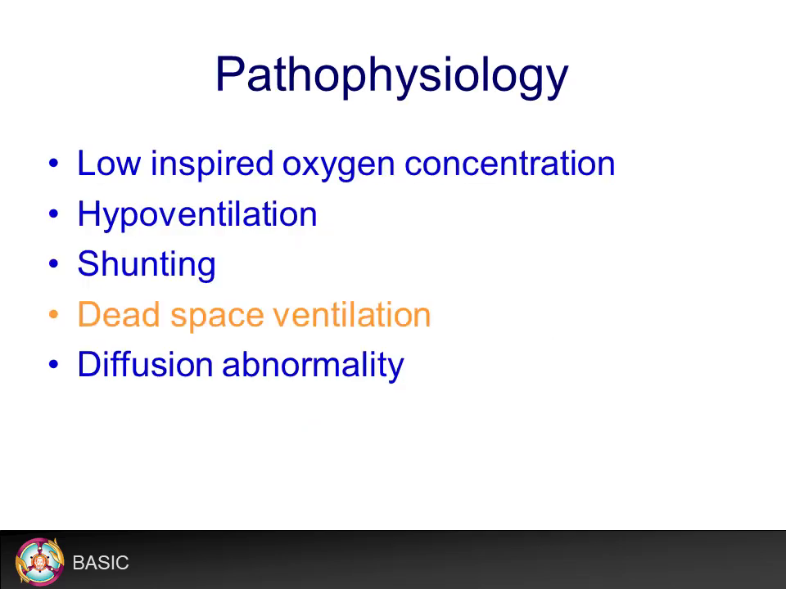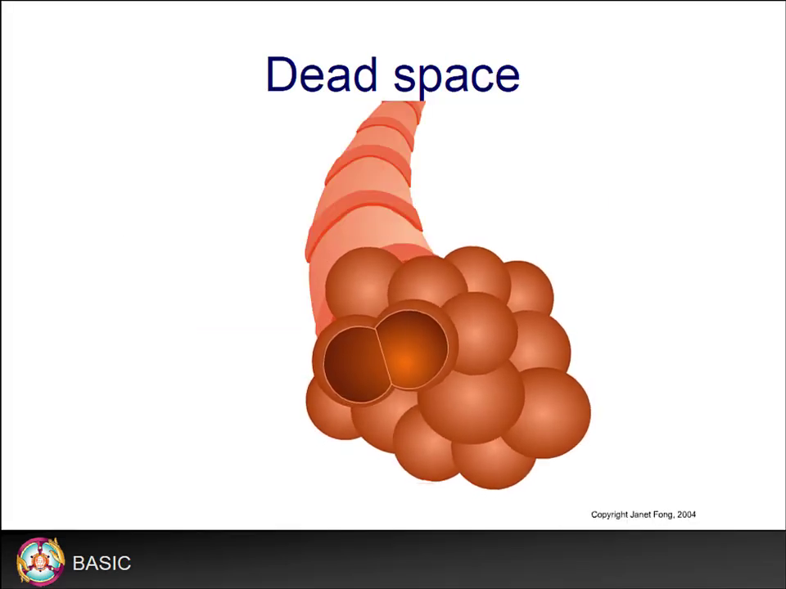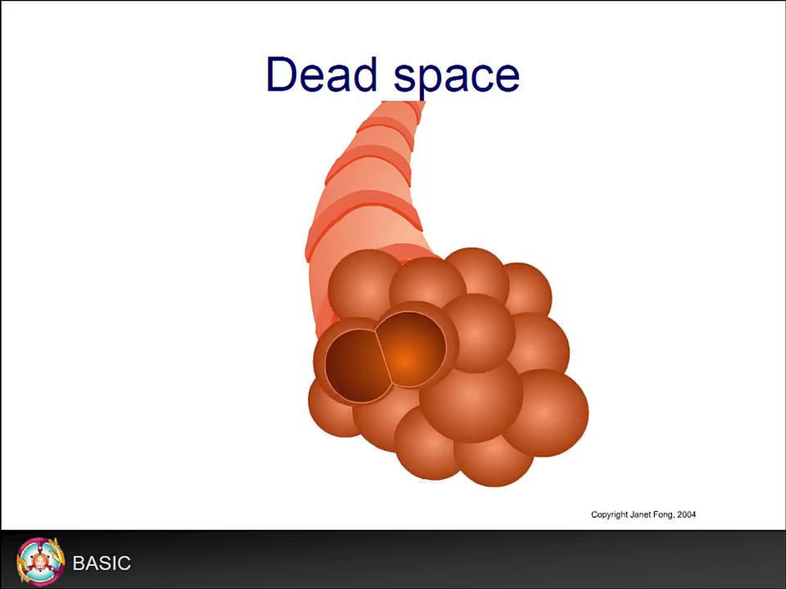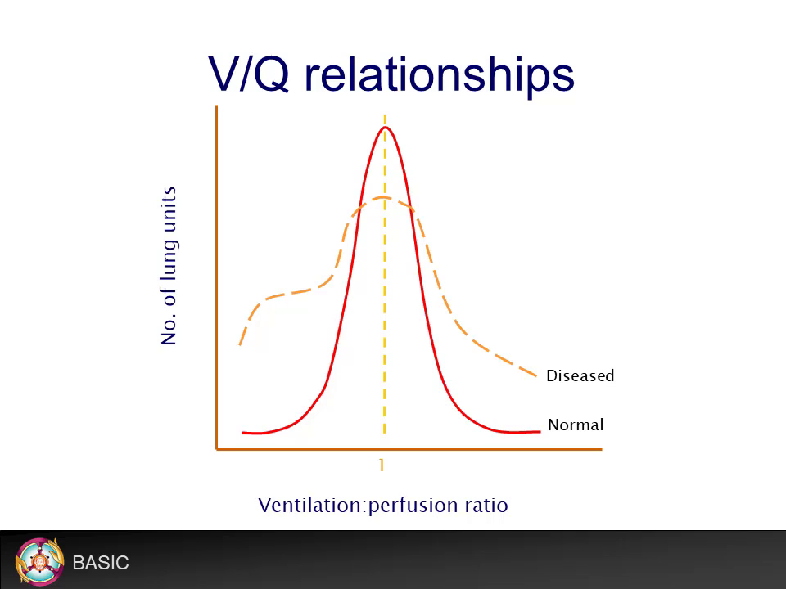The other extreme of VQ mismatch is dead space ventilation. This occurs when alveoli are ventilated but not perfused. Clearly, shunting and dead space ventilation are the extremes of ventilation perfusion mismatch, and less extreme forms of mismatch exist. Indeed, acute respiratory failure is characterized by an increase in the spread of ventilation perfusion ratios, as opposed to the normal situation where ratios are closely clustered around 1.